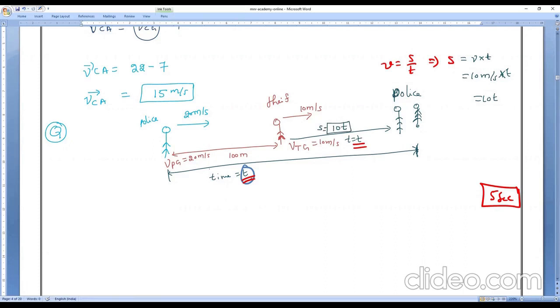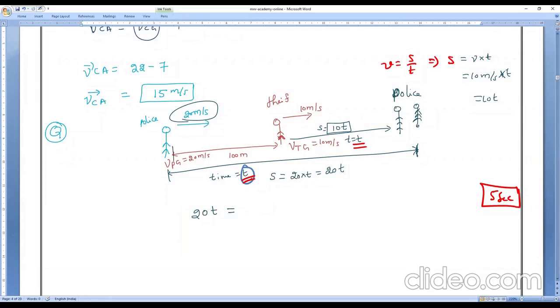Now by that time the police also will reach the thief. The distance traveled by the police is S equals 20 into T, which is 20T. Is it okay, guys? That is what you have to understand. Now tell me, what is the mathematical equation? How much distance is the police covering?